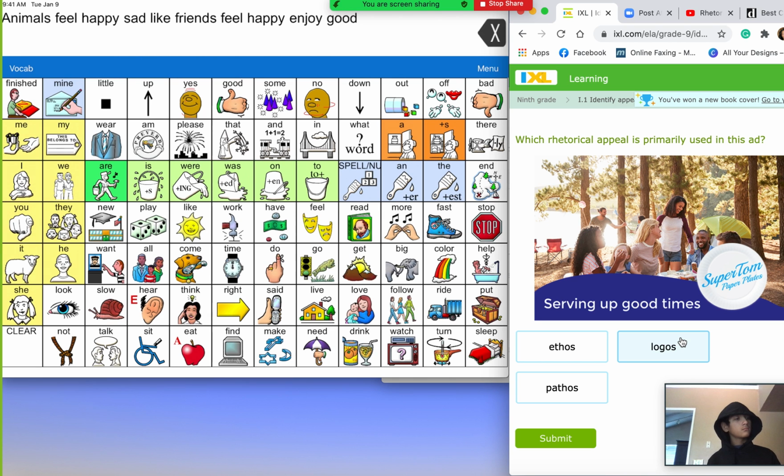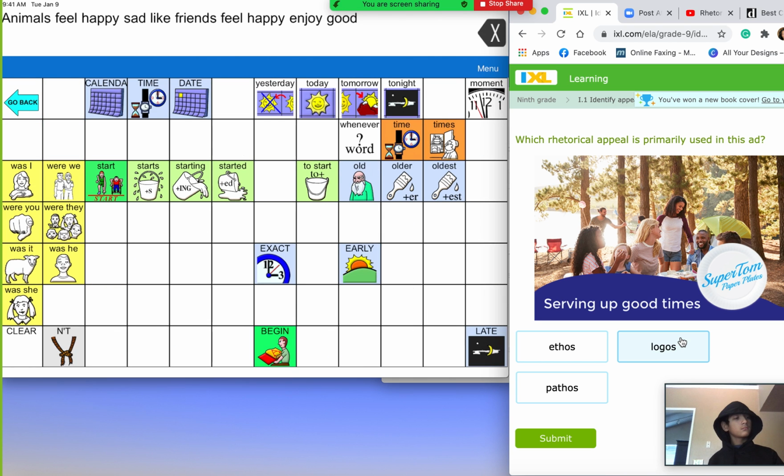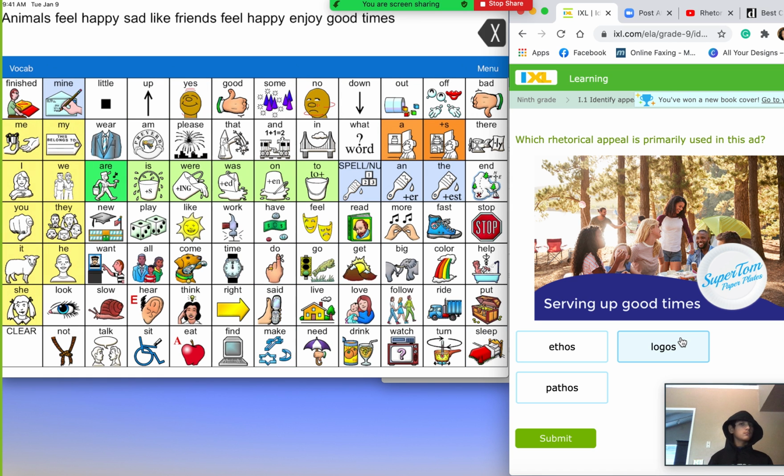Good times. Good times, yeah. So good times is generally going to take you to a feeling of pathos. So that's what we're going to go select there. So go ahead and get pathos.